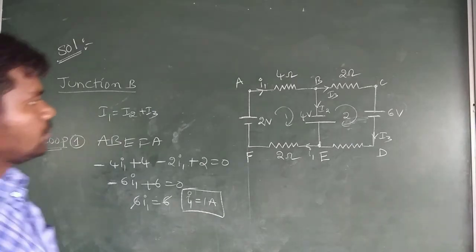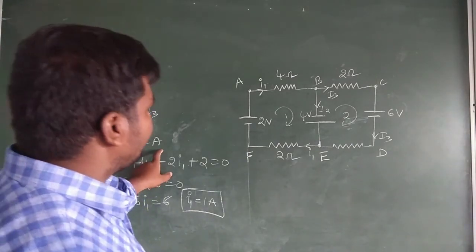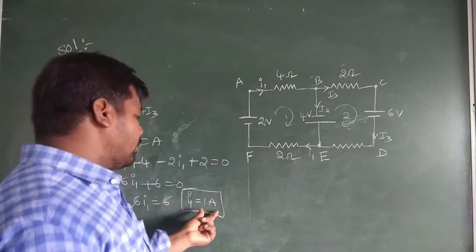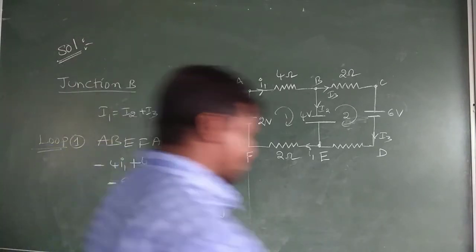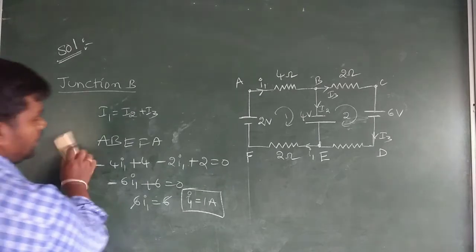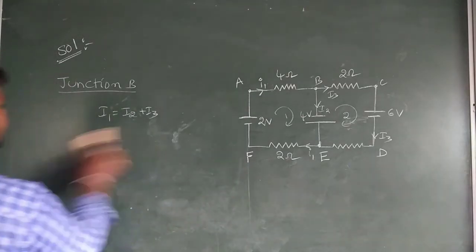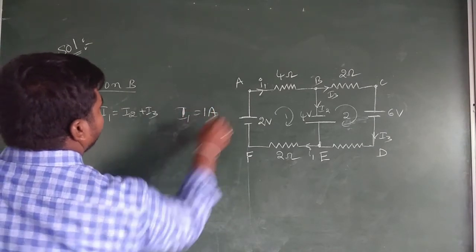The current passing through loop ABEFA, current I1, is equal to 1 ampere.